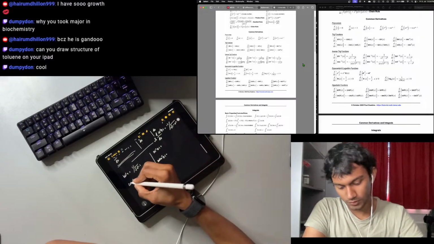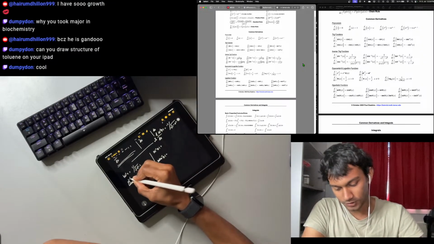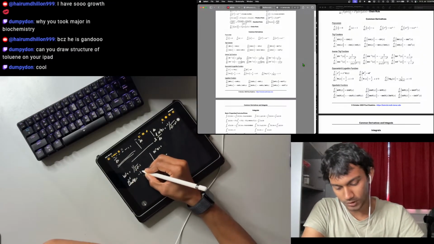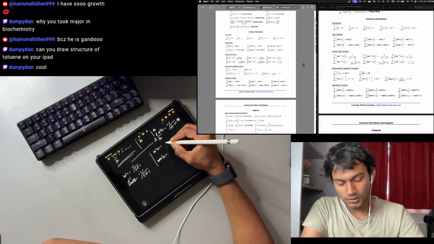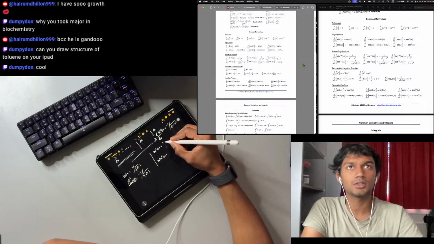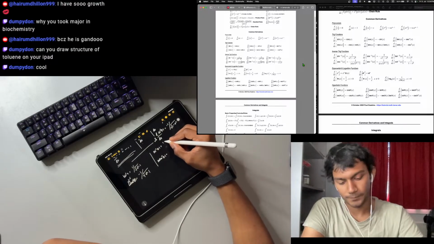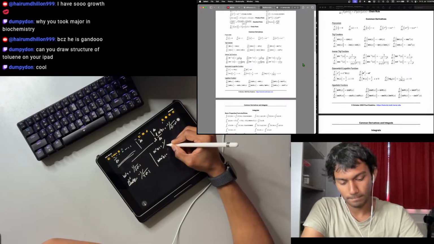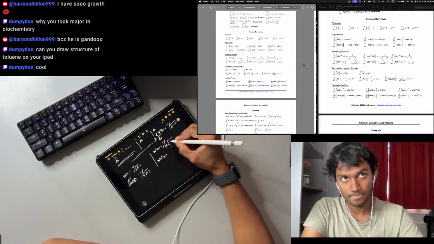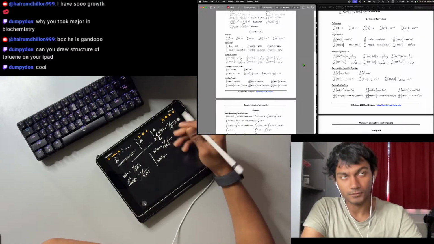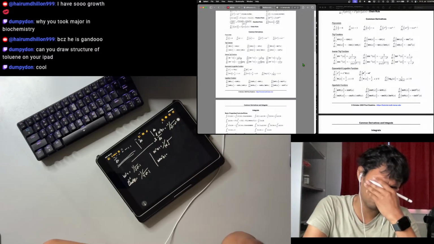Where's cot inverse? Cot inverse is minus 1 by root of x squared minus 1. Sec inverse is 1 by, is it minus? No. I got tan wrong.